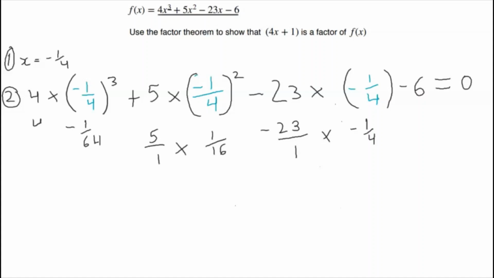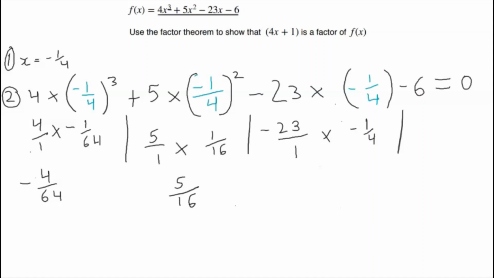And then positive 4 over 1 times minus 1 over 64. So in this one we have 4 times minus 1, that will be minus 4. So it's combining these. I'll just put a thing between them so it's easier to see. So it'll be minus 4 over 64. That can simplify down to 1 over 16. We'll do that later. Then this one is 5 over 16.